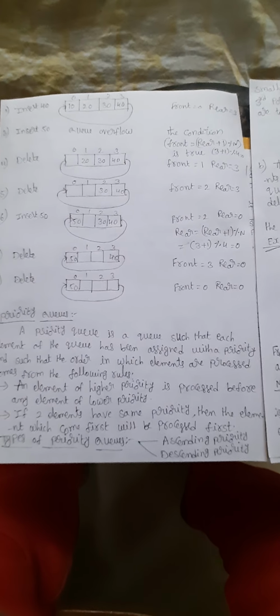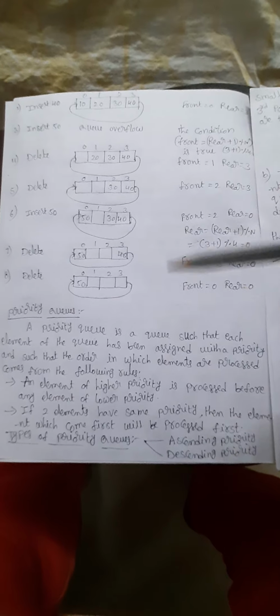And the next point, if two elements have the same priority, at that time what will happen is, the element which comes first will be processed first. Whenever we are using the queue, if more than one element has the same priority, the element which comes first will be processed first.